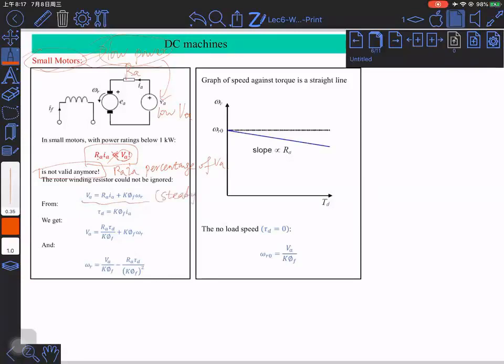Of course, we are not considering the transient because we don't have the inductances here. So in the steady state, we have the terminal voltage VA, which is equivalent to the sum of the resistive voltage drops and the electromotive force. The electromotive force is K, the machine construction constant, times the field flux phi F times the rotor speed omega R.